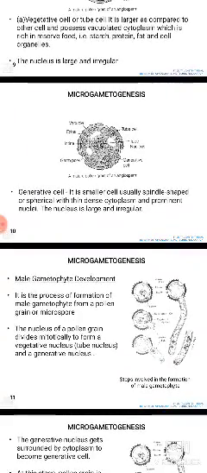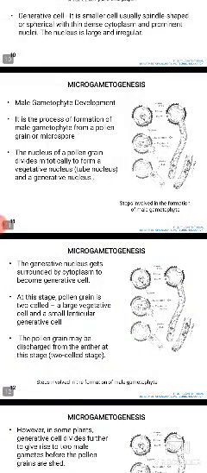Male gametophyte development is the process of formation of the male gametophyte from a pollen grain or a microspore. The nucleus of the pollen grain divides mitotically to form a vegetative nucleus and a generative nucleus. The generative nucleus gets surrounded by cytoplasm to become a generative cell. At this stage, the pollen grain is 2-celled, a larger vegetative cell and a smaller lenticular generative cell.